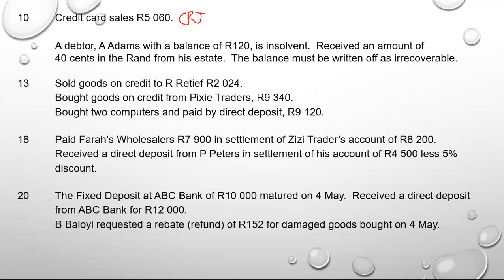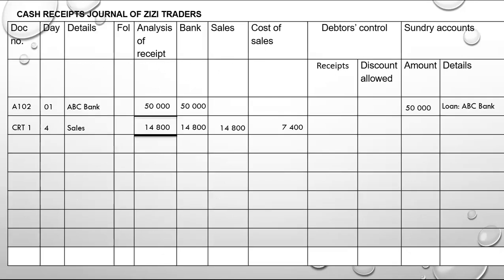How do we record this? We are going to record it in the cash receipts journal. So we'll have CRJ. The day will be the 10th. And under details, you will have sales. And the analysis of receipts, because it's credit card sales, guys, they don't go under analysis because with a credit card, when a person swipes, the money goes straight into our bank account. And under sales, we will have 5,060.